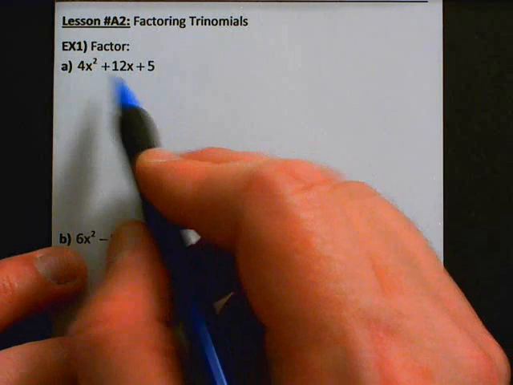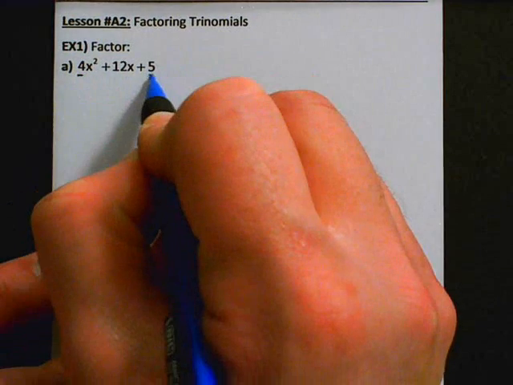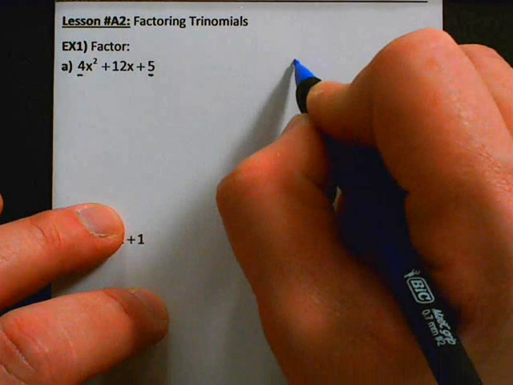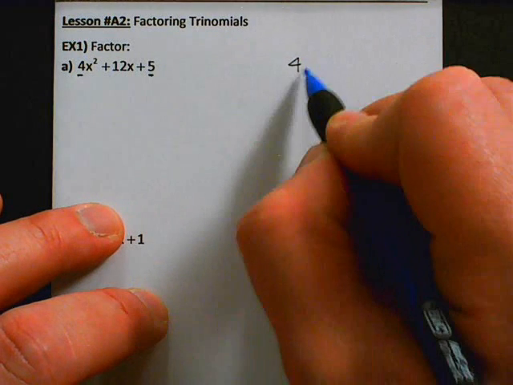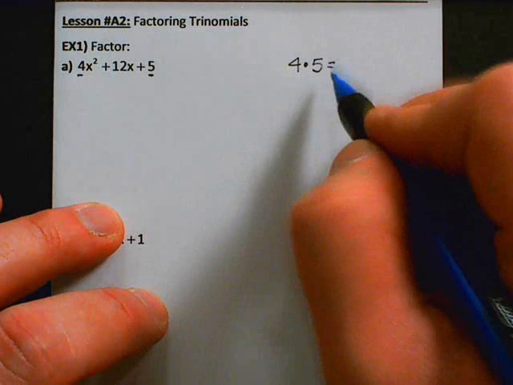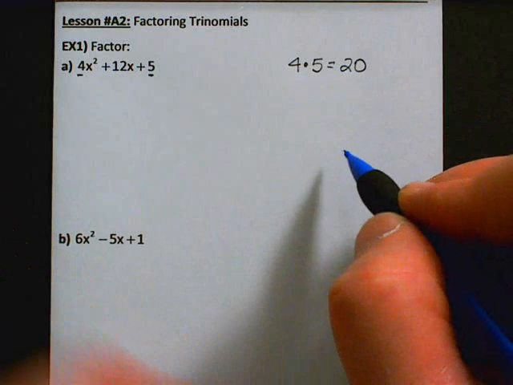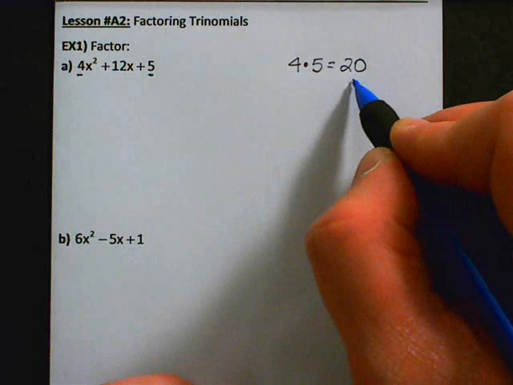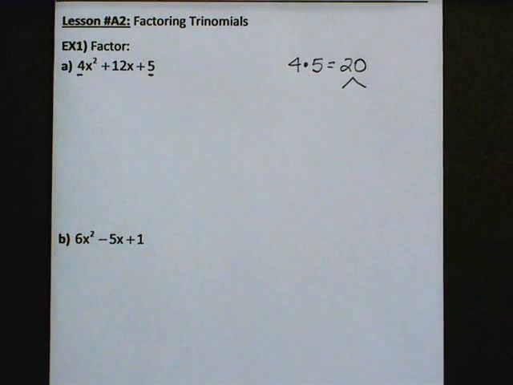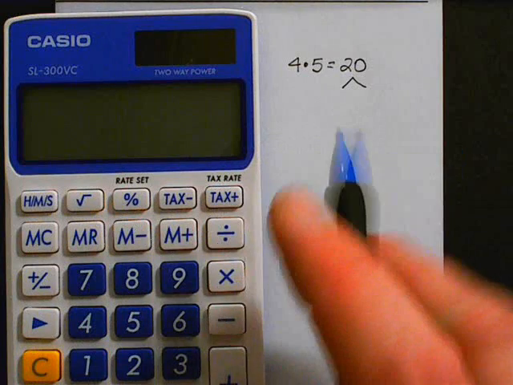So next, you would look at the first and last digit of the trinomial, and on the side over here you write those numbers and you multiply them. So 4 times 5 would be 20, and then what you want to do is make a list of numbers that give me 20 when you multiply. You can use a calculator to help you to do that.